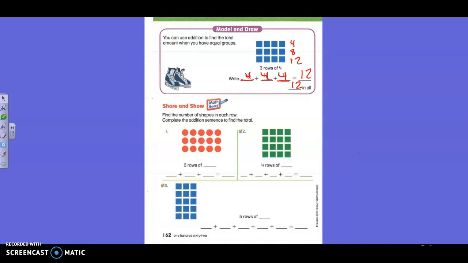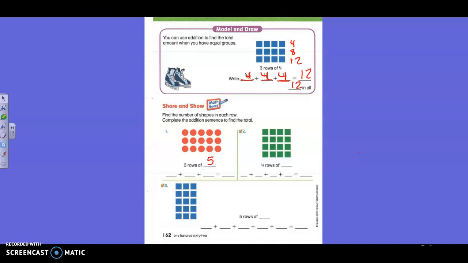Okay, so what we're going to do today, boys and girls, on Share and Show, you're finding the number of shapes in each row, then completing the addition sentence to find the total. Okay, so first of all, this says on the red circles, there are 3 rows of how many? Count them. Don't say it out loud. 3 rows of how many? Everybody? 5. Okay, 3 rows of 5.